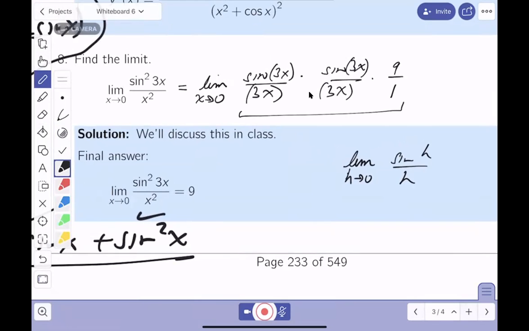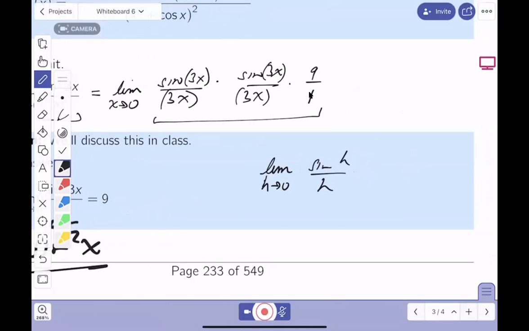This and this are identical. What's this guy's limit? Well, they're both going towards 0 at the same rate. So it's going to be 1. These are both going towards 0. When I say that 3x, 3x going to 0 at the same rate, that's 1. So what's the limit? The limit's 9. Let's go to the next page. By the way, this would be the work that we would like to see from you.